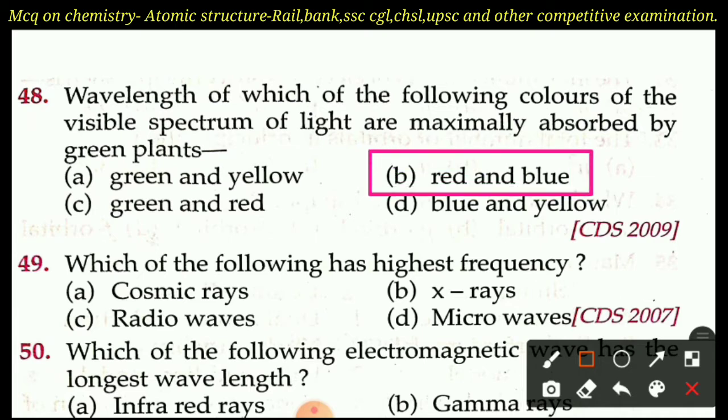Next question is question number 49. Which of the following has the highest frequency? A, cosmic rays; B, X-rays; C, radio waves; D, microwaves. The right answer of question 49 is A, cosmic rays, which have the highest frequency.